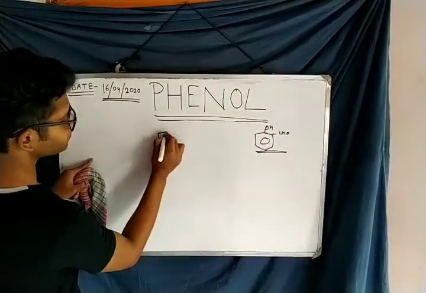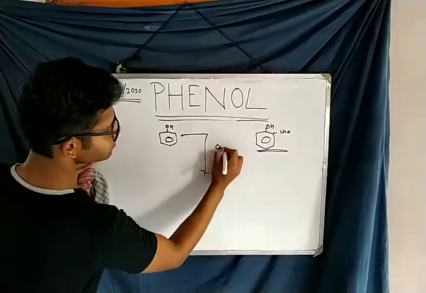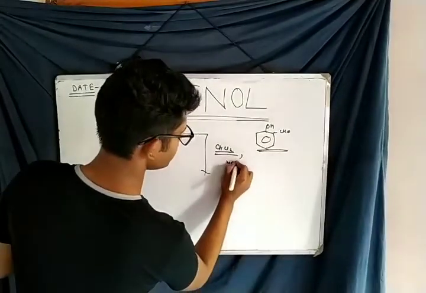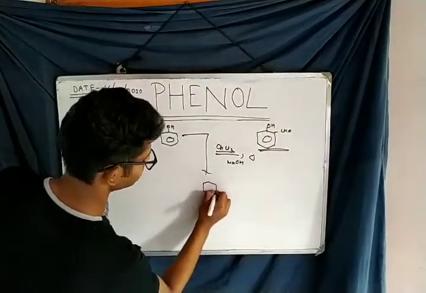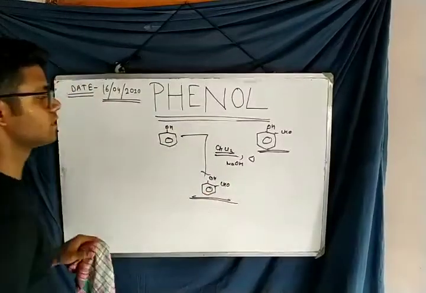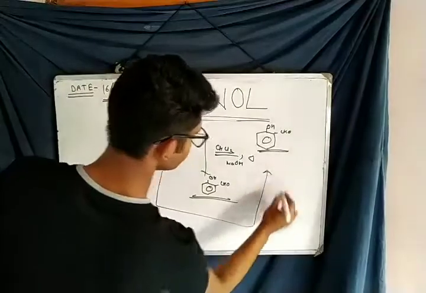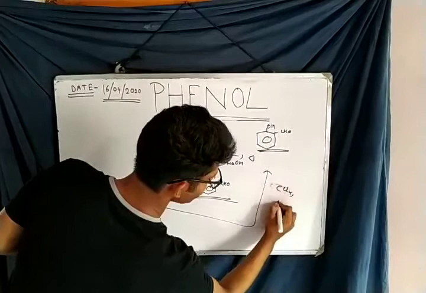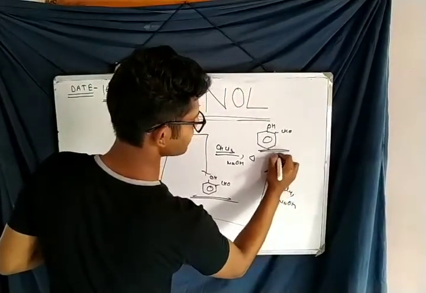If phenol is treated with CHCl3, what is this? This is chloroform. CHCl3, NaOH and heat directly give OH, CHO. This is salicylaldehyde. And again, if phenol is treated with CCl4 and NaOH, it gives us salicylic acid.